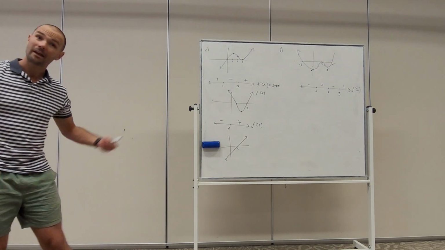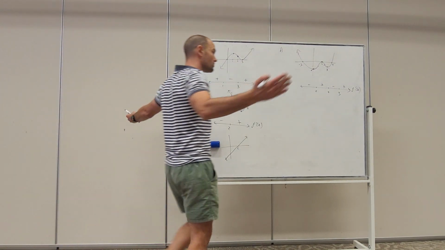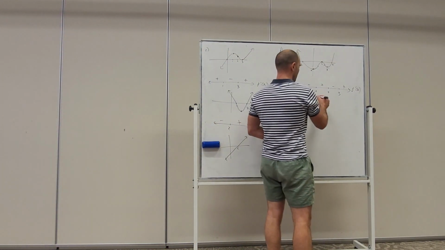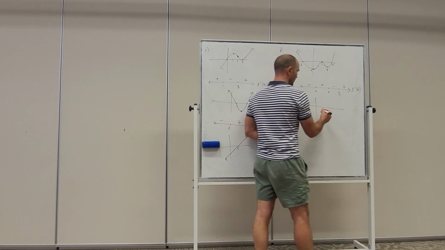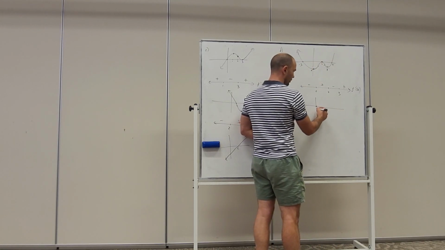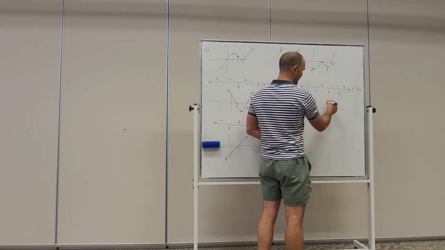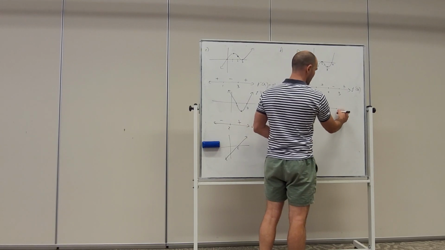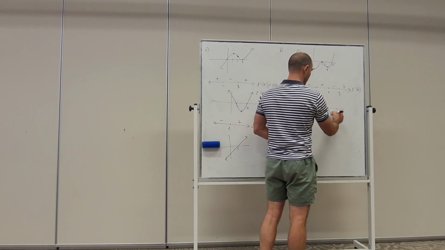All right, and then all we have to do is draw a graph with these features. It doesn't need to be perfect. So what we've got is it's below at 0, and then it's above, and then it's below between 2 and 3, and then it's above. So it's doing this kind of thing.